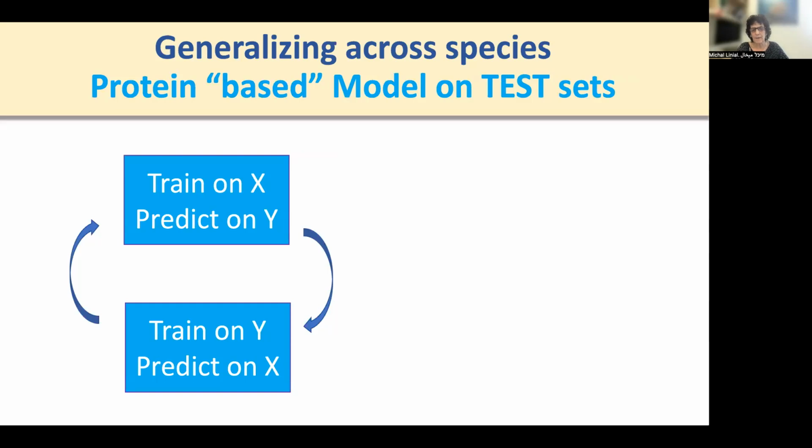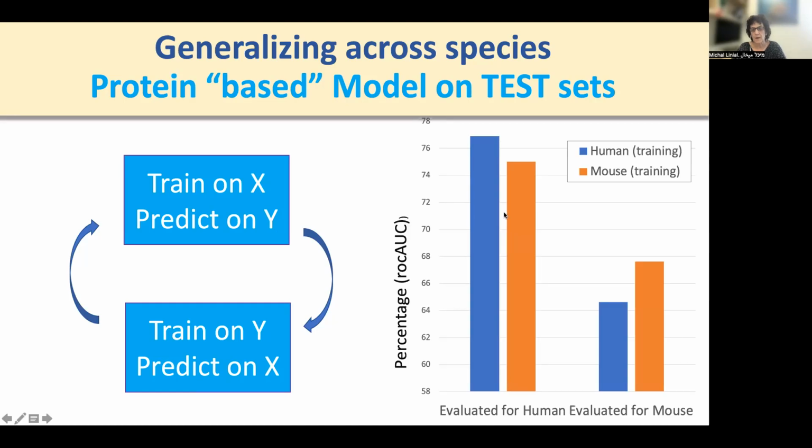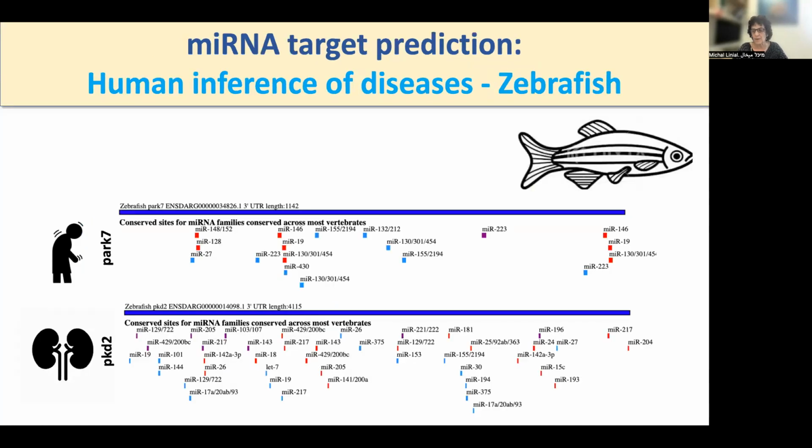Another aspect of this approach was that we were able to train on organism X and predict on organism Y. This is shown here when we learn on human and predict on mouse, or learn on mouse and predict on human. So we have quite a good transfer between organisms. The last point is just to say something about diseases. We were able to show that disease proteins that are important in known diseases, such as Parkinson's or kidney diseases, are also transferred to other organisms, in this case, the zebrafish.